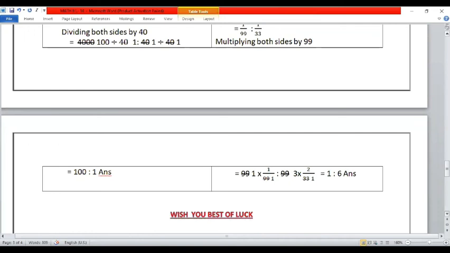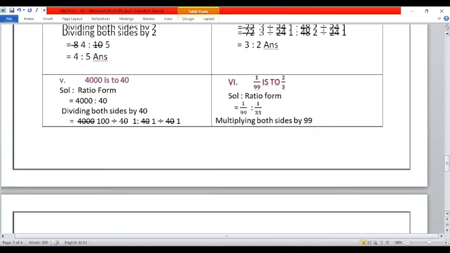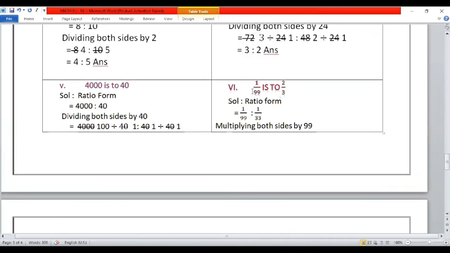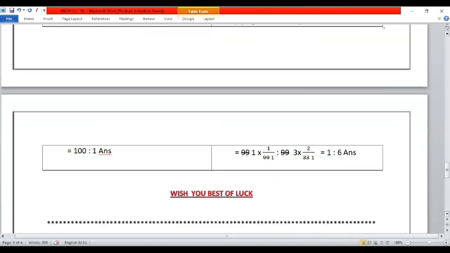Now we are in the last part, that is the fraction problem. So 1 over 99 is to 2 over 33. Here, students, here the 33. So I will write the ratio form here, and LCM is 99. Multiply both values by 99. Here you will get 1. Here you will get the 6. 33, 3 times 2 is 6. 99 one time, but 3 again multiply by 2. It will be 6. 1 ratio 6.